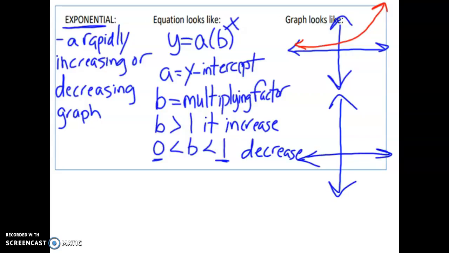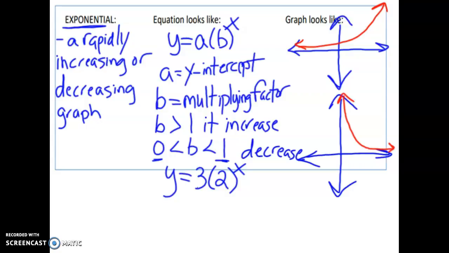It's going to start near the y-axis, not go over it, go down quickly, and then slowly kind of level out. So it's a rapid decrease to a slow decrease. And these ones, if I was to make one up, would typically look something like y equals 3 times 2, because we're multiplying, to the x power.